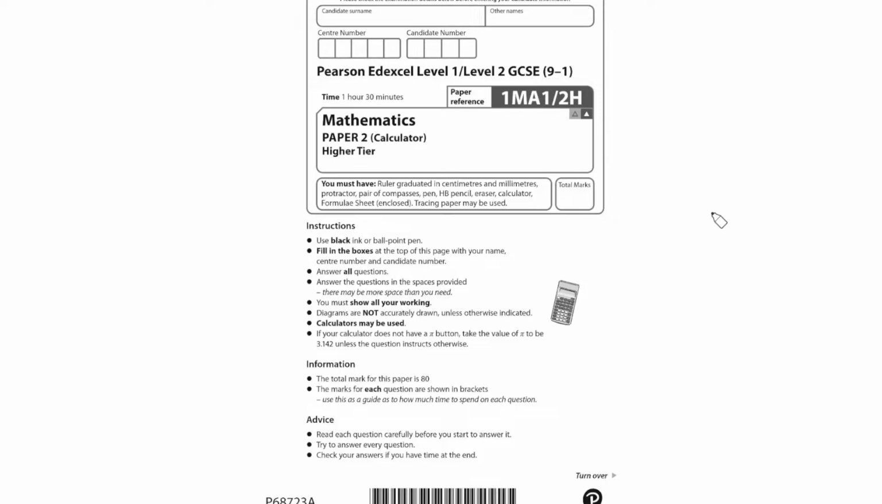So we've got this one here, oh, it actually doesn't say on it, does it? This is the November, well, you can see on the title of the live, 2022, paper 2H. That's the one we've got here.